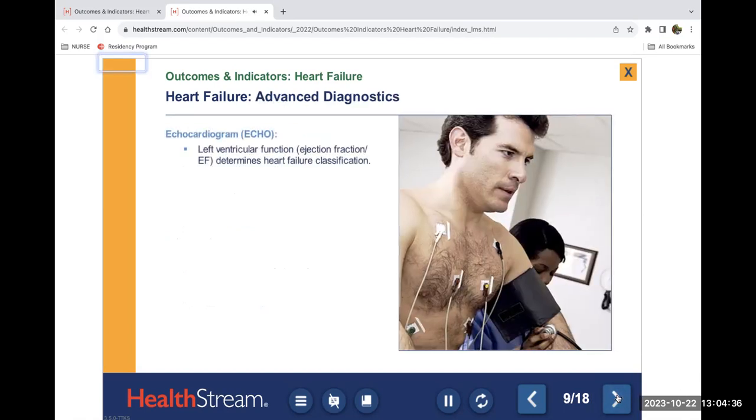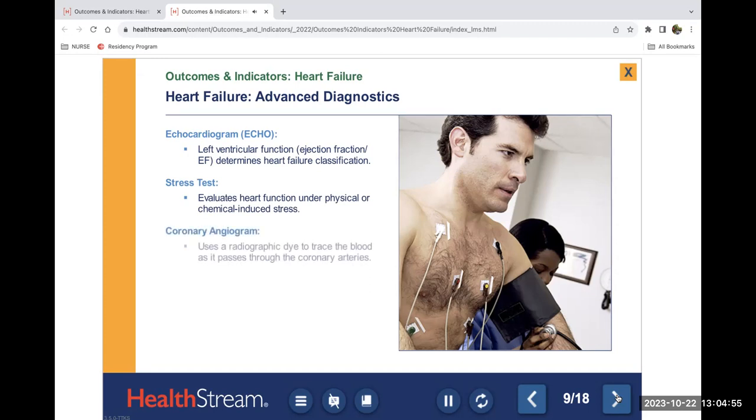An echo will provide information about the heart's overall mechanical function, as well as the ejection fraction, which helps determine heart failure classification. A stress test may be done to evaluate heart function under stress. This can be done with or without activity. The diagnosis of heart failure may be confirmed by several different studies, as well as the patient's clinical presentation.